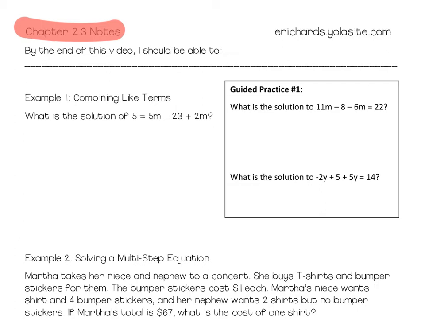Chapter 2.3 notes. By the end of this video, you should be able to solve multi-step equations. Okay, example 1. I have an equation that I'm going to highlight in pink, and then I'm going to go back and I'm going to highlight my variable in blue. But what you'll notice is that I have two spots where I have a variable.